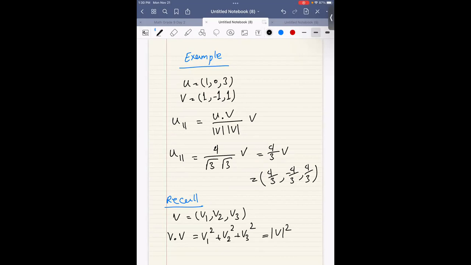So for example, in this formula, the denominator is just v dot v. You can also write v dot v in the denominator. This guy is the same as v dot v, because v dot v is magnitude of v squared. Okay.